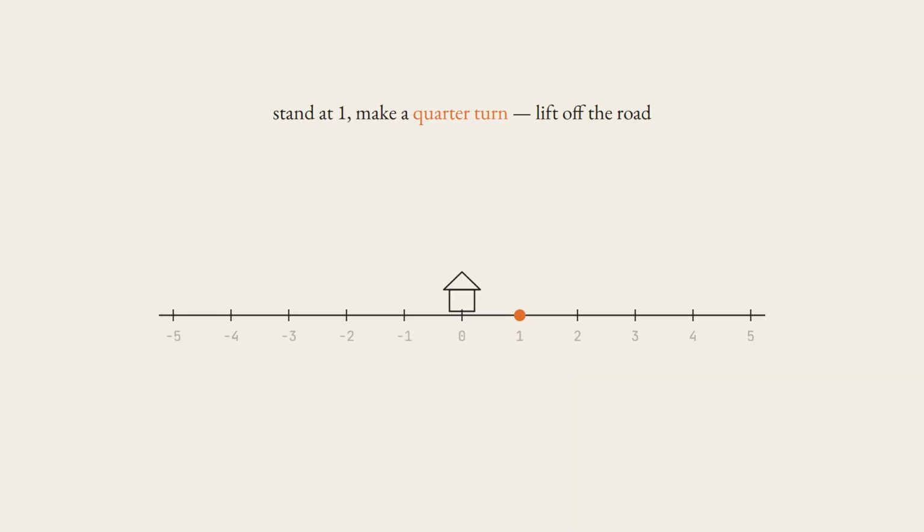So stand at 1 and make that quarter turn. You do not slide along the road. You lift off it entirely. 1 step up into the open space above your house. That spot, 1 single step off the road, is the number we call J. And check it, the way we have checked everything. Do the quarter turn twice, and you come back down, landing on -1. J times J is -1. The impossible number was never impossible. It was just standing in a direction nobody thought to look.